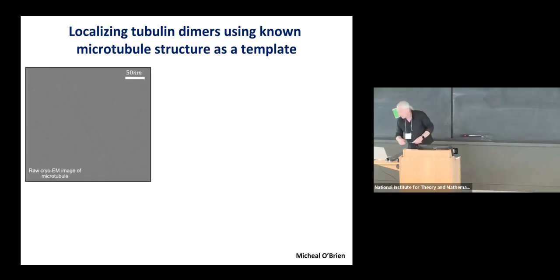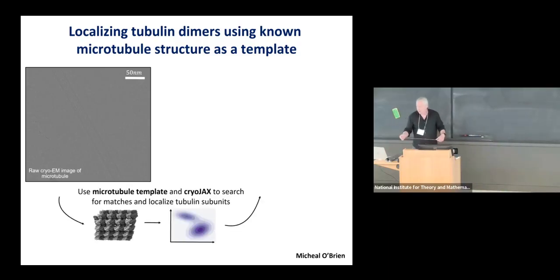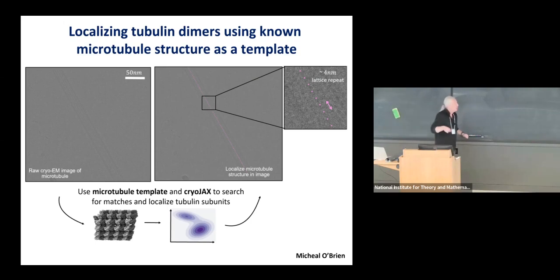All right, so then here's this initial thing. Here's a cryo-EM image of a microtubule, and then Michael Bryan uses essentially template matching with cryojets to try to localize this template, which is this cross section of a microtubule. And then what you see when he does this is that you see these 4 nanometer, very significant repeats along the backbone of the microtubule.